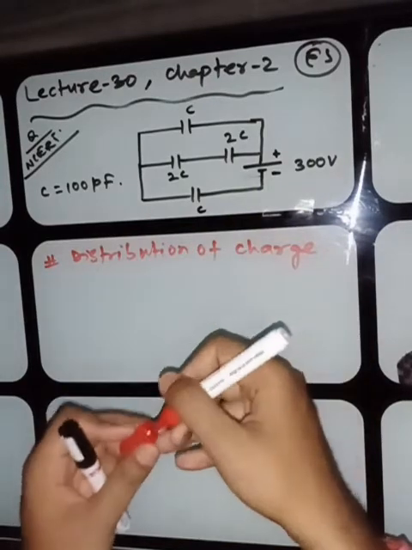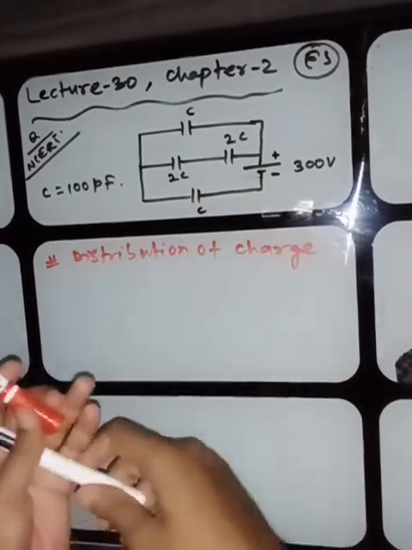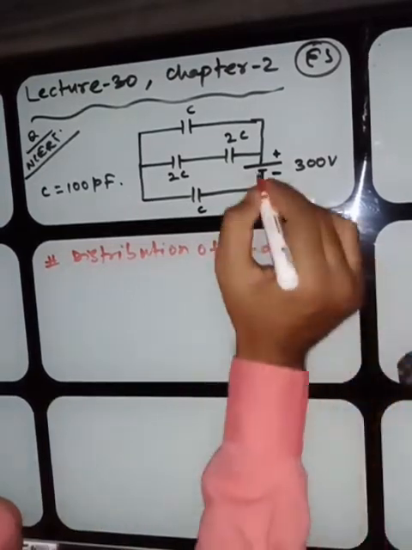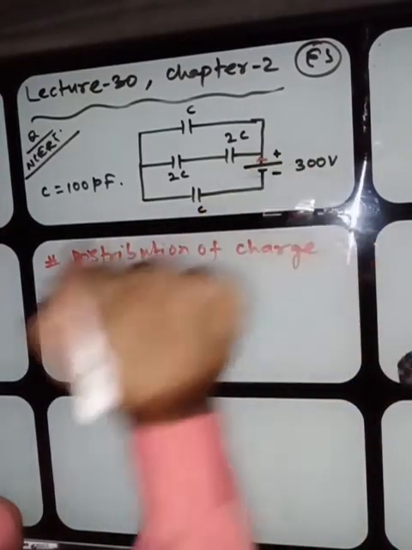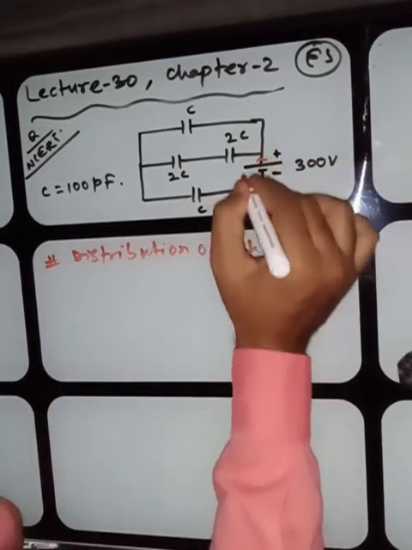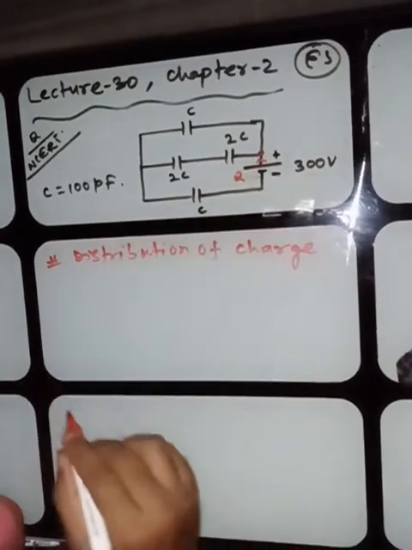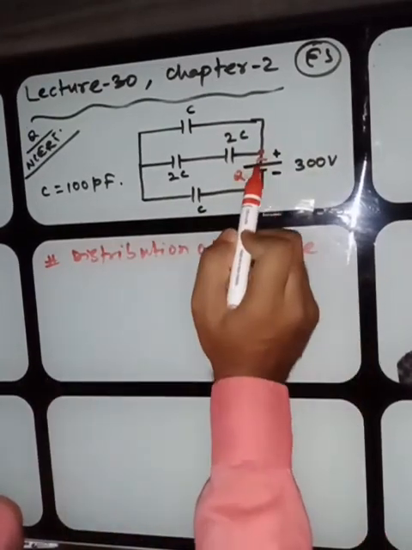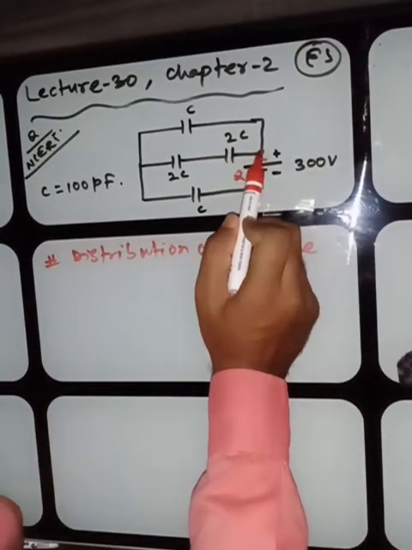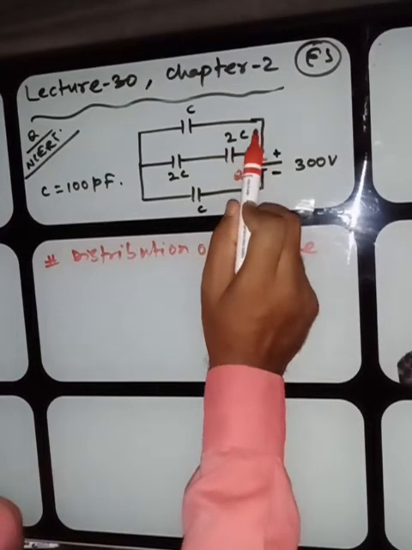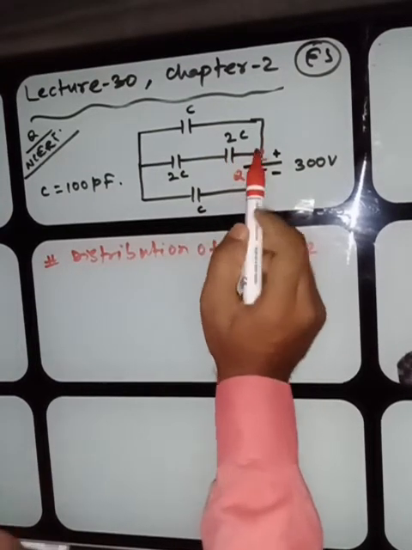Now, distribution of charge. So we are going to distribute the charge. Since there is only one battery, start distributing. Charge Q starts flowing from this point Q. As this charge Q reaches this point, there will be two branches, two directions in which the charge can move.